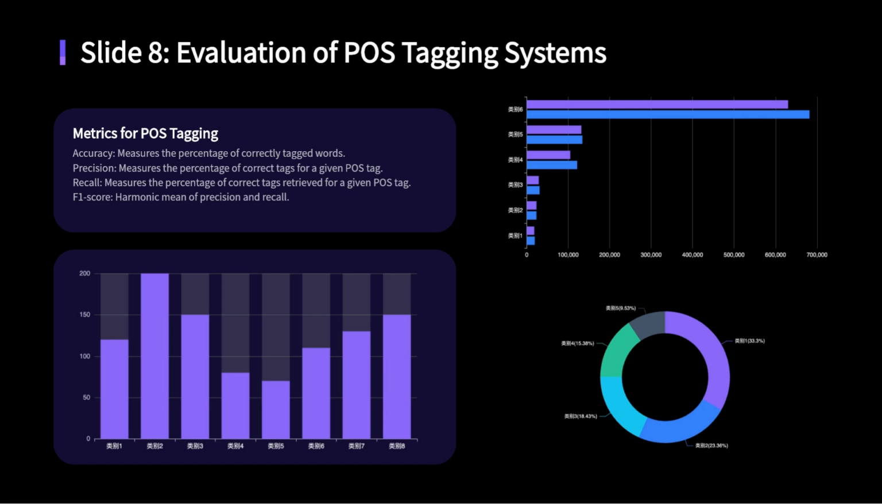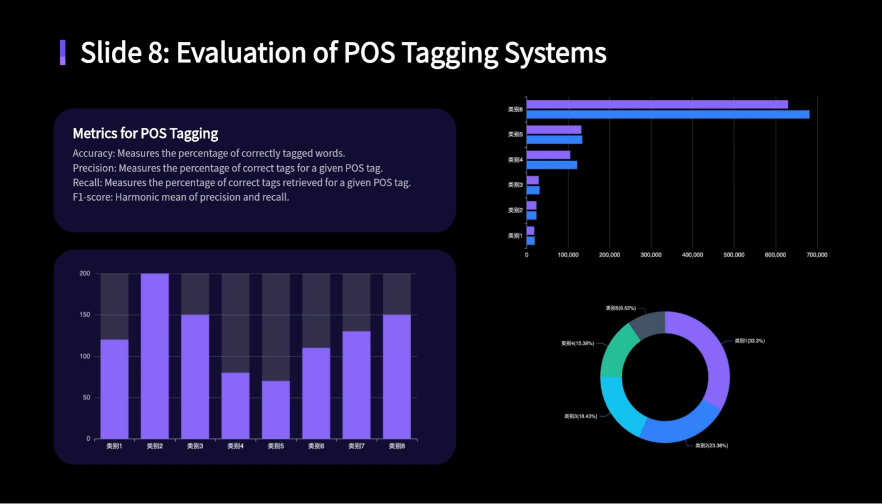Precision. For a given POS tag, precision measures the proportion of times the tag was correctly assigned compared to all instances of that tag assigned by the system. Recall. Recall measures how well the system retrieves the correct POS tag for a given word in the dataset. A system with high recall will tag most instances of a POS tag correctly. F1 score. The F1 score is the harmonic mean of precision and recall, offering a balance between the two. It is useful when the dataset is imbalanced or when there is a need to account for both false positives and false negatives.